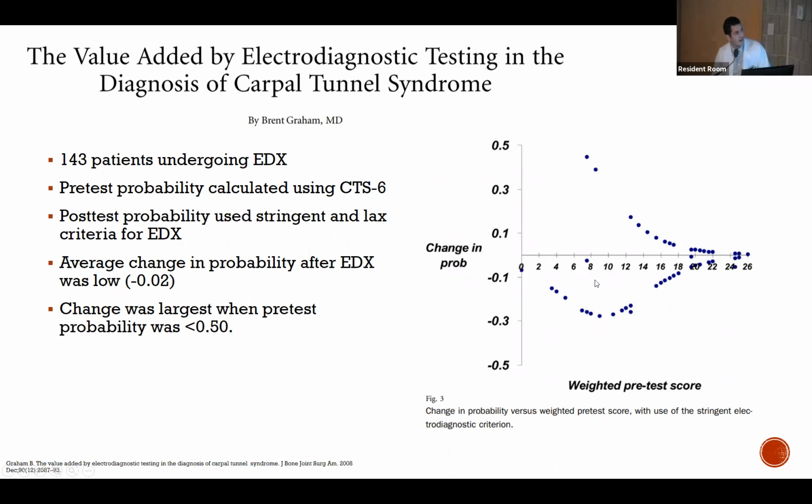On the x-axis, you can see the pretest score, which is associated with pretest probability, and on the y-axis was the change in score after electrodiagnostic testing. For people who had pretty high pretest probabilities, electrodiagnostic studies didn't really do very much, if anything. Most of what was seen was in patients who had under 50% pretest probability, and usually the electrodiagnostic studies reduced that probability even lower.